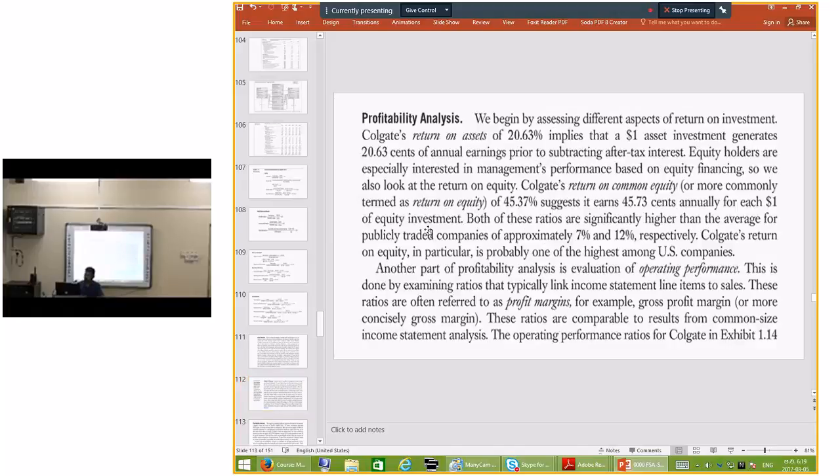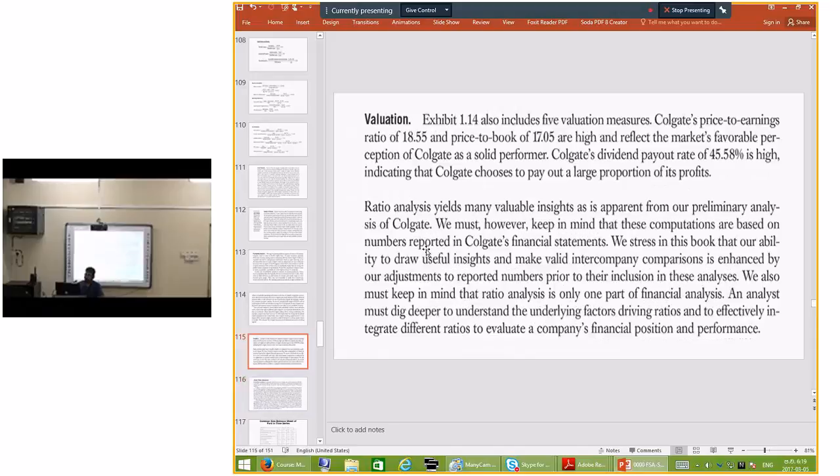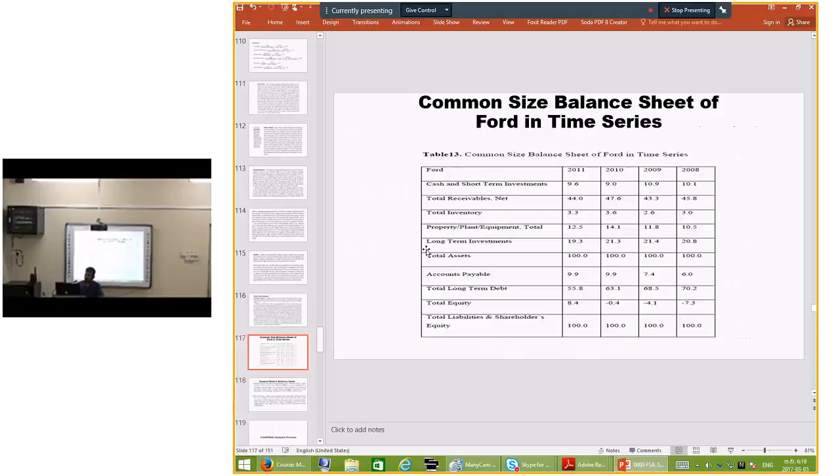Then again, you can use the same data now for profitability analysis. By using the existing return on investment and return on equity, you can identify how to interpret those results and how to write this analysis, right? Here, the valuation part is also there, using ratios and cash flow analysis.